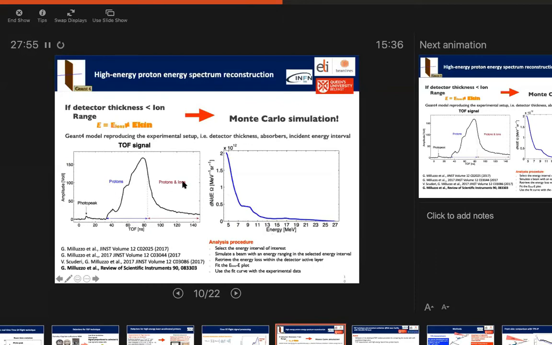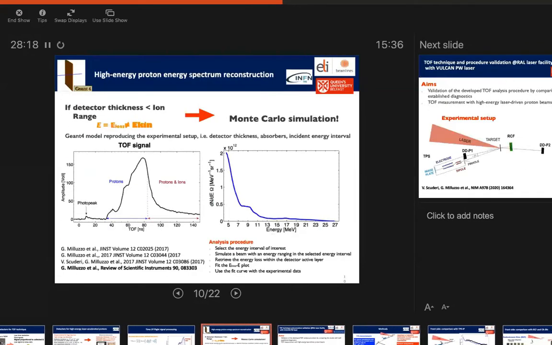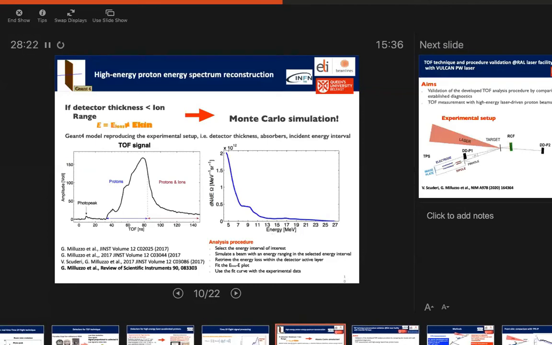When you have protons and different kinds of ions, you can't distinguish the different species. So also for the kinetic energy, you don't know what it is. This is a limitation of the time of flight technique, actually. So basically you apply this formula only for a specific kind of particle, until you are sure of the species.